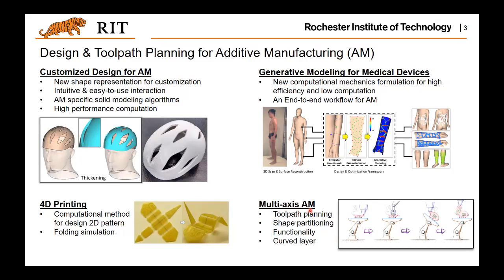Another piece of work is multi-axis additive manufacturing. Instead of just having the X, Y motion and Z motion of additive manufacturing, how about we introduce more degrees of freedom? We make the platform rotate, and we make the printing head tilt and rotate. By introducing such multi-axis motion, we could have better tool path planning, better shapes and functionalities, and so on and so forth.